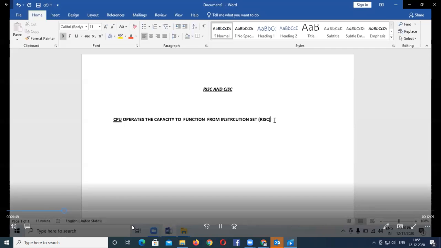And what one more is there? That is CISC, complex instruction set computing. So the architecture of the CPU is designed in RISC, that is reduced instruction set computing, and CISC, that is complex instruction set computing.